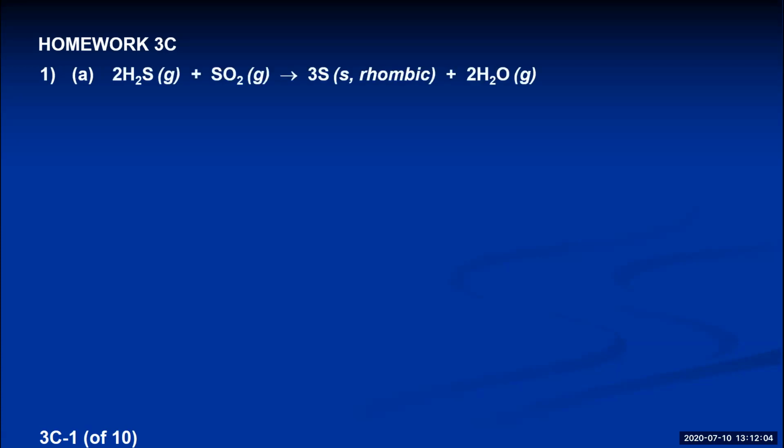So for this reaction, to calculate the standard free energy change, we're going to use the standard free energy of formations found on handout 5, products minus reactants. So it's going to equal, starting on the product side, 3 moles multiplied by the standard free energy of formation of sulfur in the rhombic form, which is standard state, which is 0, plus 2 moles of gaseous water multiplied by its standard free energy of formation, which is negative 229 kilojoules per mole.